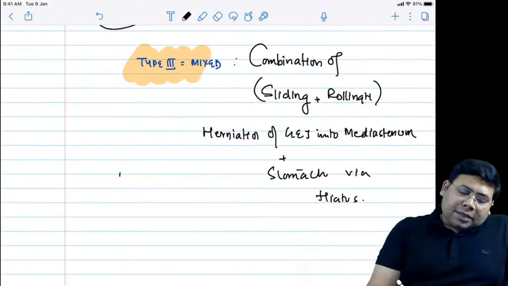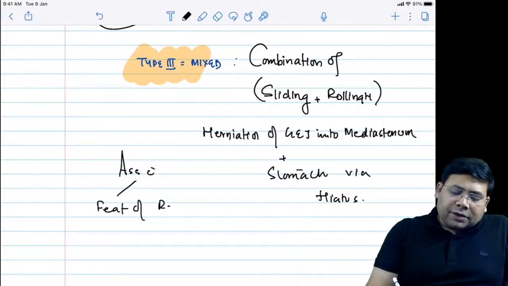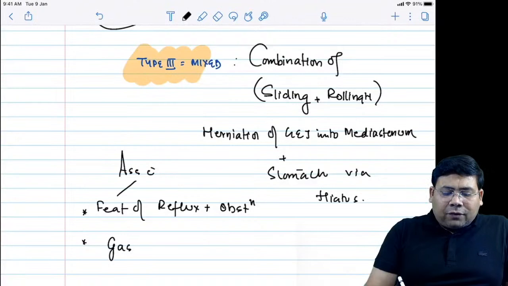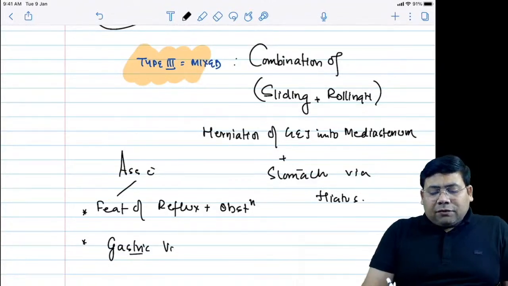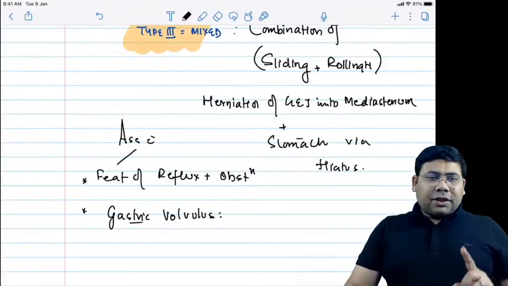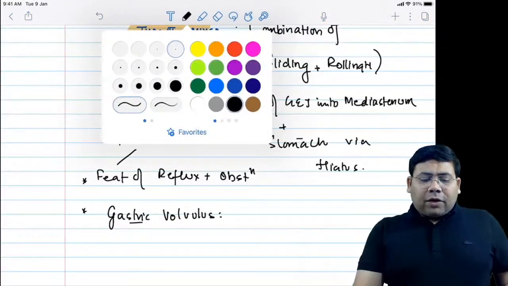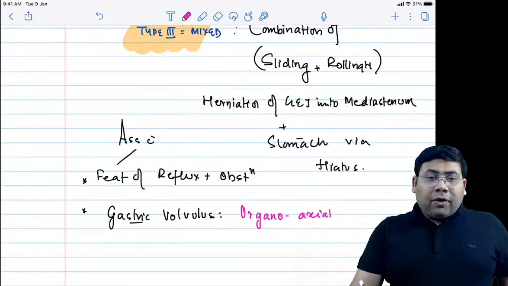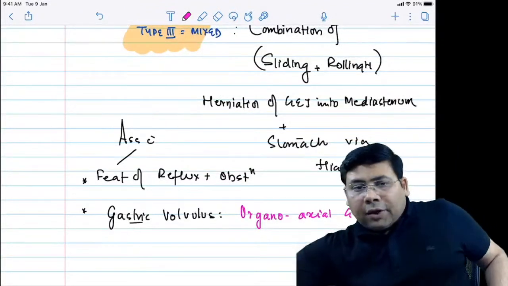Do you know it is associated with features of reflux, and not only reflux but also obstruction. The next thing is it is also associated with gastric volvulus. An important question is what kind of gastric volvulus can you expect here? Organoaxial or mesenteroaxial? Yeah, we have organoaxial. Organoaxial gastric volvulus is common. Are you getting this?